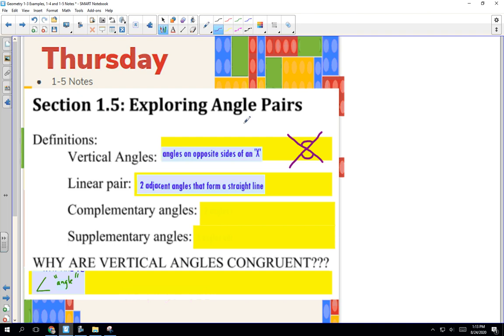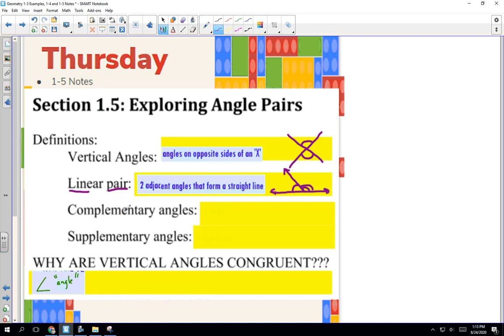To draw a linear pair, you first start with your straight line. Then to make two adjacent angles, you draw a ray, and they're going to share a side. Remember, adjacent angles share a side. So this angle here and this angle here are a linear pair. Think of it as the pair of them together forming a line.